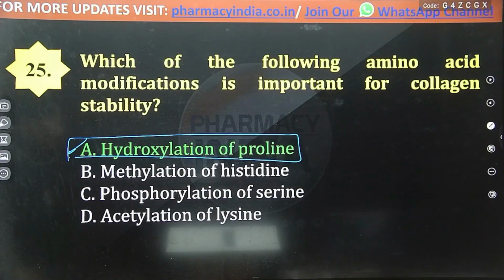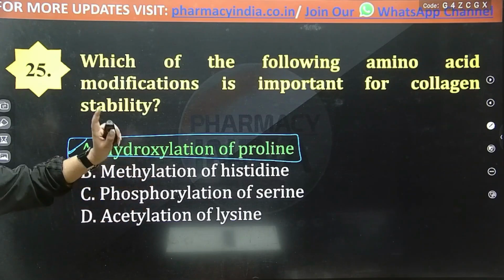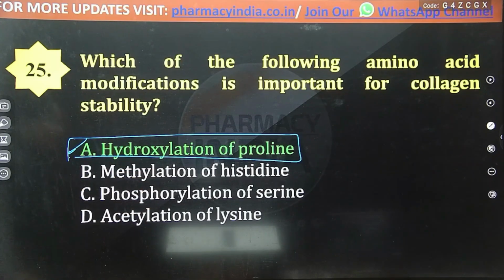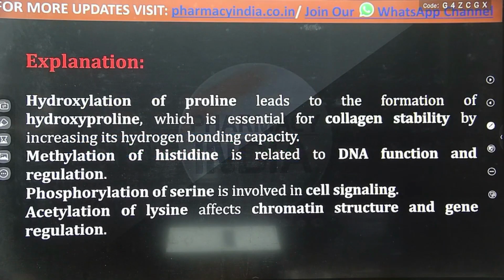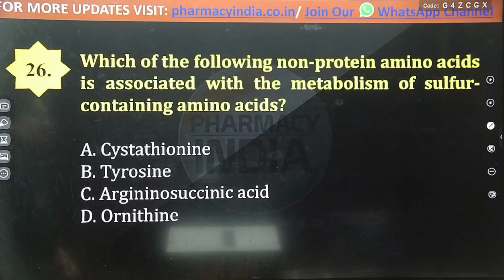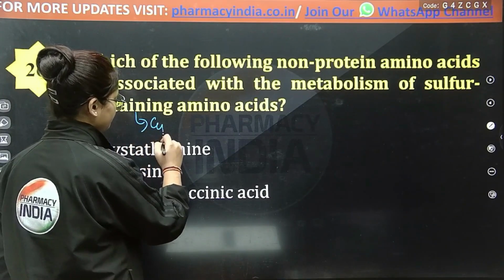Clear? Hydroxylation of proline. Proline is a very important amino acid. You can say it is a flexible amino acid. Hydroxylation of proline leads to the formation of hydroxyproline, which is essential for collagen stability by increasing the hydrogen bonding capacity. Which of the following non-protein amino acids is associated with the metabolism of sulfur-containing amino acids, that is cysteine and methionine?